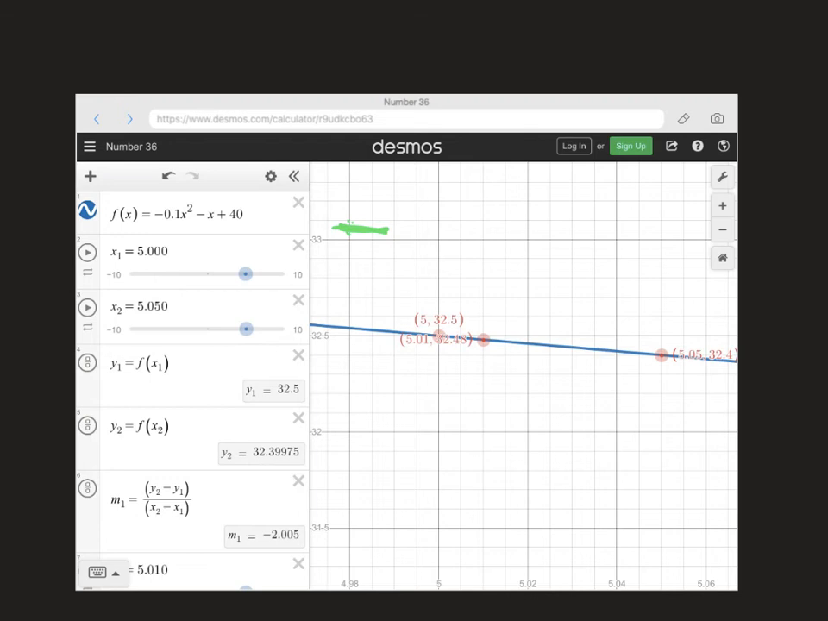The last part of this problem, part B, wants us to find the instantaneous rate of change. And for that, we have to use our four-step process with our derivative. Okay, enough talk about this graph and these calculations. Let's go back and write out some answers.